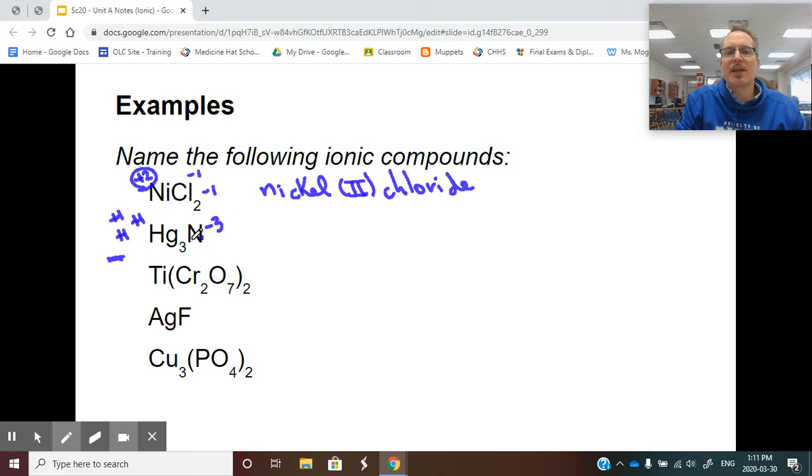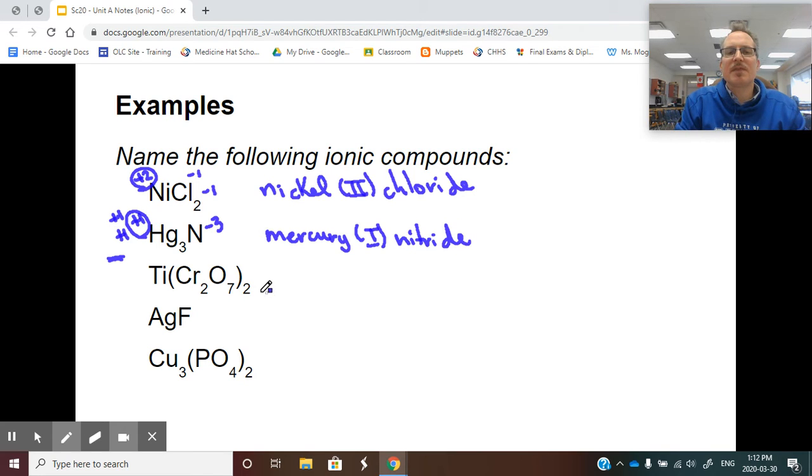Again, I'm going to go through that one again. Nitrogen is -3, so the total here is -3. That means the total of all the mercury has to be +3 to balance. But because I have 3 mercuries, each individual mercury is going to add up to only +1. So we are going to call this mercury(I) nitride.